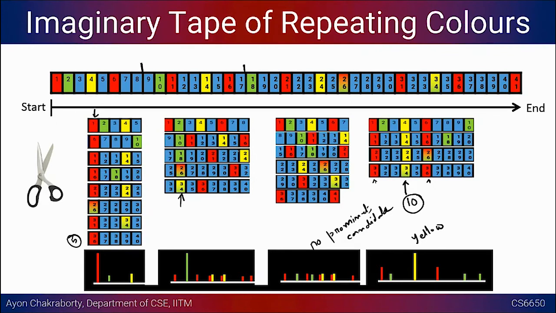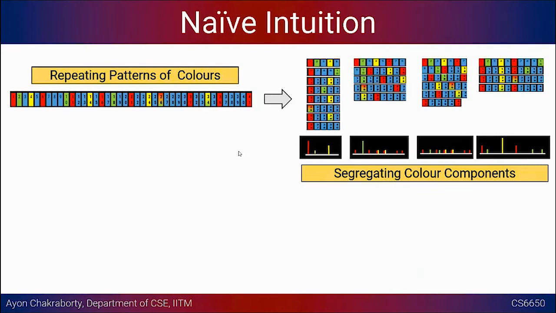Okay. So now what we were doing is repeating these patterns of colors, and then trying to segregate these color components. So what are these color components? What are the different repetitions each individual color has? Let's say this red is repeated every 5 gaps. Every 5 colors later, we are having a red component, whereas for green, it's being repeated after every 8 gaps. For yellow, it is 10 gaps.